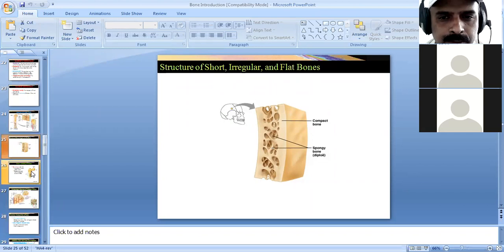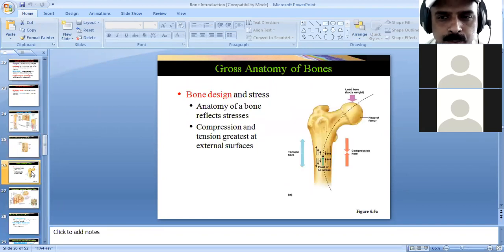Next, when you see the gross anatomy of the bone, it is very important to bone design, almost all of it to overcome or manage stress. So the anatomy of bone reflects stresses, with compression and tension greatest at the external surfaces, so that you can see how the pressure on the bones is transmitted. You have to know how the stresses on the bones are reflected.